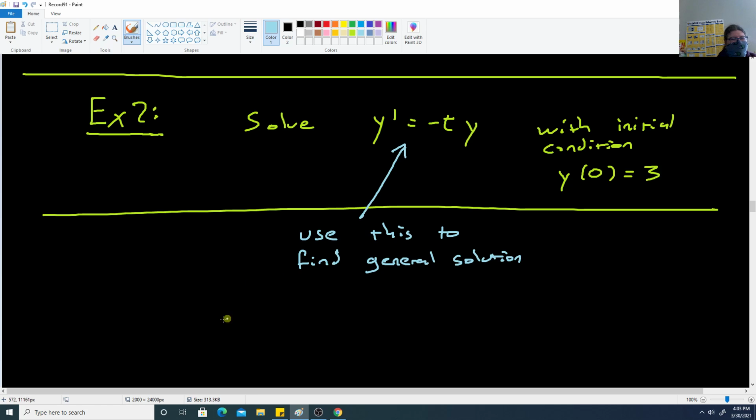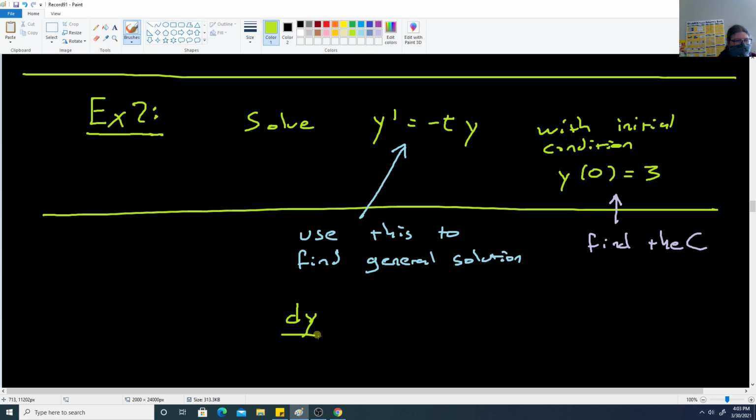That's where you get the y function in terms of c. And then we'll use this statement over here. This will let us find the value c. So this will let us find the constant. So let's go through and solve this.